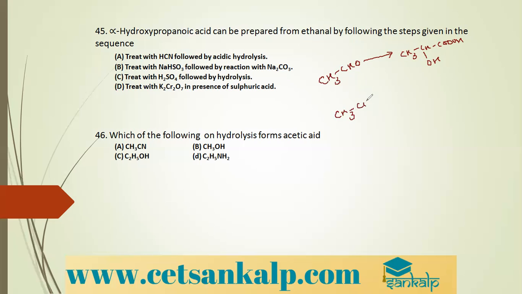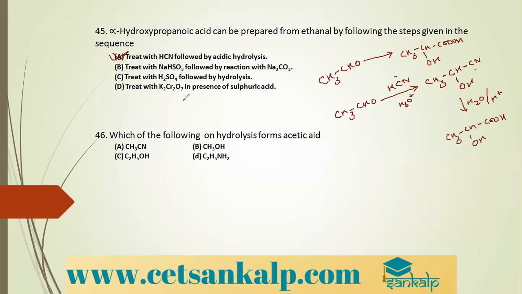Just see here, CH3CHO when subjected to nucleophilic addition, CN minus gets added here. So I get CH3CHOH followed by hydrolysis, and then here I get CN, cyanohydrin. Yes, this is called cyanohydrin, which is then again subjected to acid hydrolysis. CN gets converted to COOH. So I get CH3CHOH COOH. Is this the compound that is expected? Yes. So which is the correct option? Treat with HCN followed by acid hydrolysis.